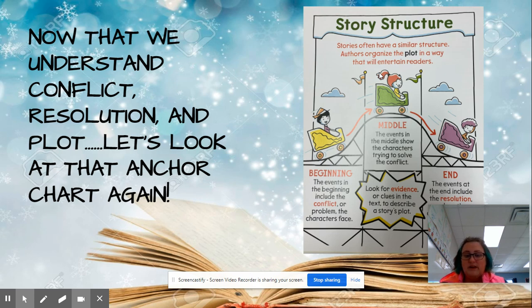And in the beginning, we learn about the characters, the setting, and the conflict or the problem that the characters are going to face in the story. In the middle, we read about events that show how the characters are trying to solve that conflict or problem. And in the end, we read about a resolution or a solution, how the characters were able to solve that problem. So as we're reading and being good readers, we want to look for evidence or clues in the text to describe a story's plot.